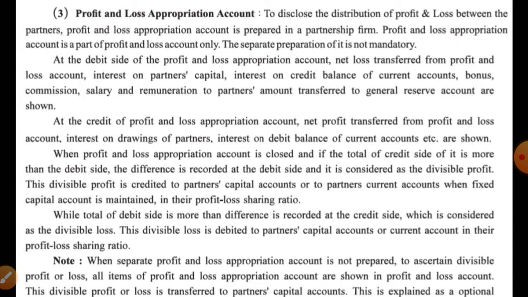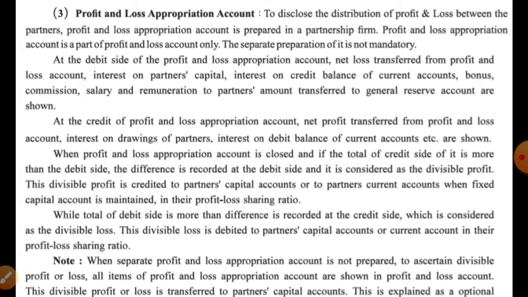Now, to disclose the distribution of profit and loss between the partners, a profit and loss appropriation account is prepared in a partnership firm. It means whatever profit has been earned by the firm, to disclose the distribution of that profit and loss amongst the partners, the profit and loss appropriation account is prepared.